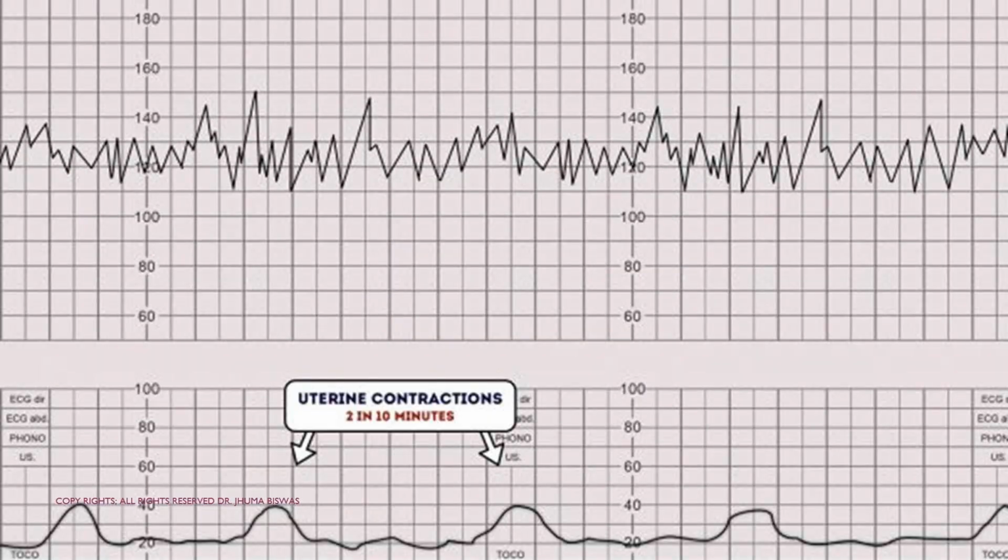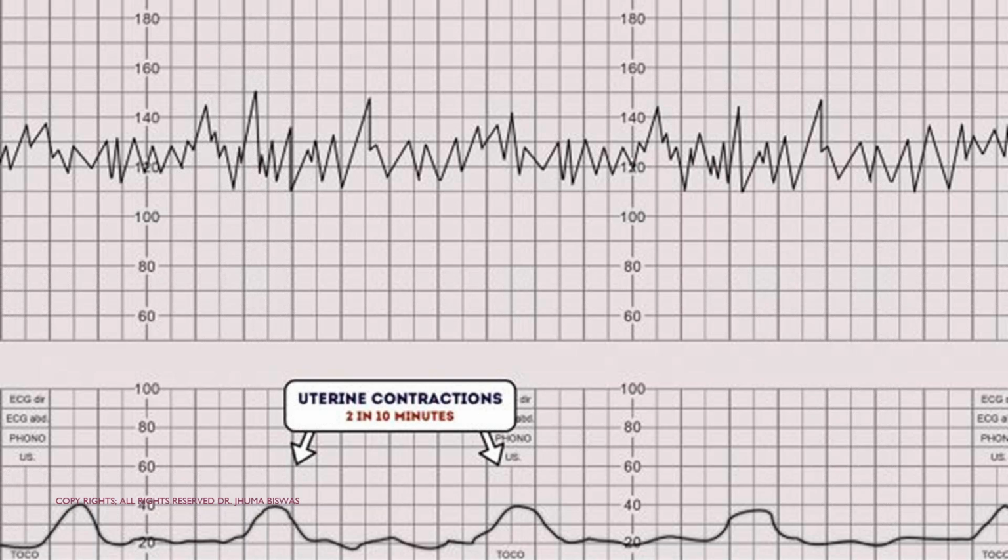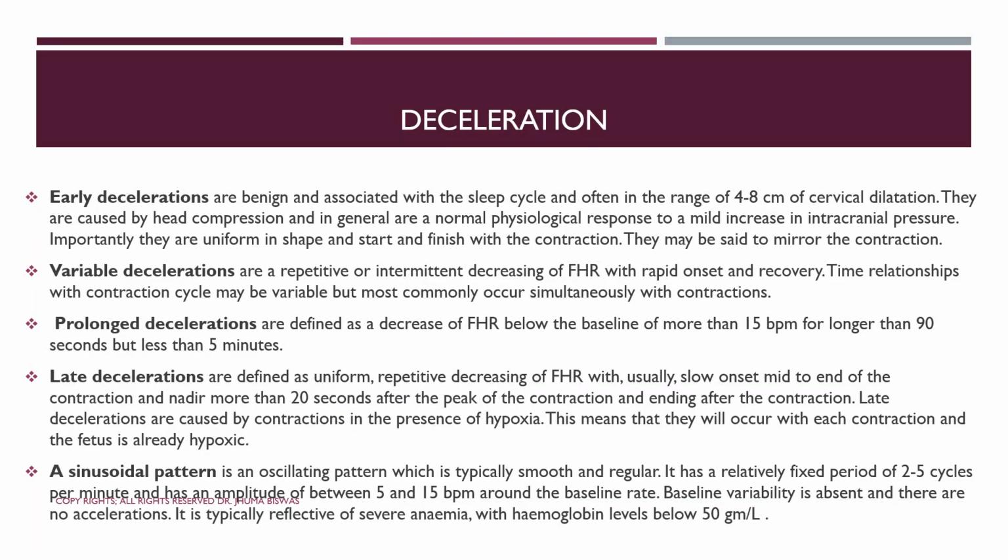Sometimes we will see a single prolonged deceleration, longer than 90 seconds but less than 5 minutes. That we call a prolonged deceleration. Sometimes we will see a sinusoidal pattern. That means there will be no acceleration, no deceleration, only beat-to-beat variability of like 5 to 15. Usually you will see a sinusoidal pattern if there is any kind of fetal anemia.